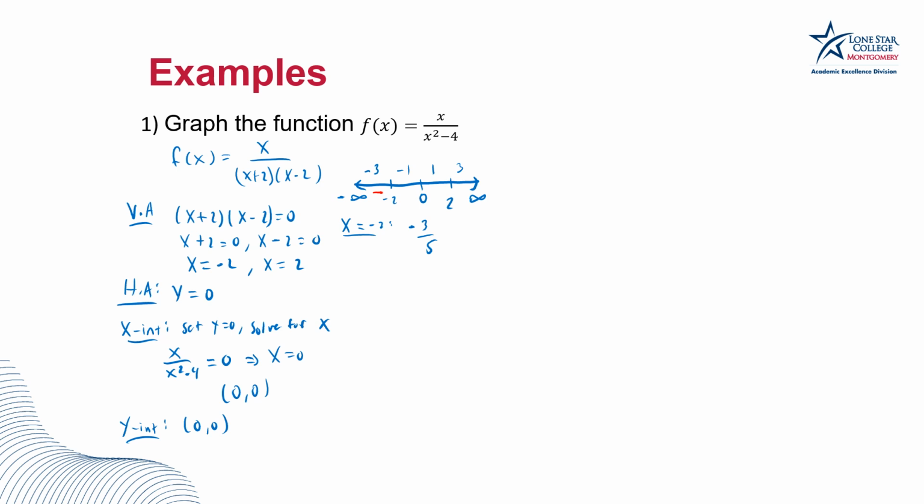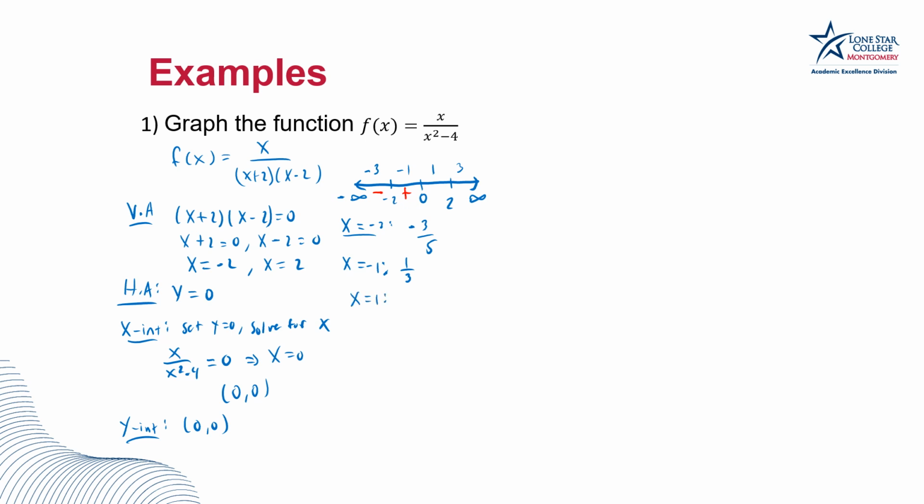Now when we test x equals negative 1, again you can use your calculator or simplify in your head. You have negative 1 divided by negative 1 squared minus 4. That's negative 1 divided by negative 3, which gives you a positive 1/3. So it's positive in that interval. Next, for the interval between 0 and 2, we pick x equals 1.